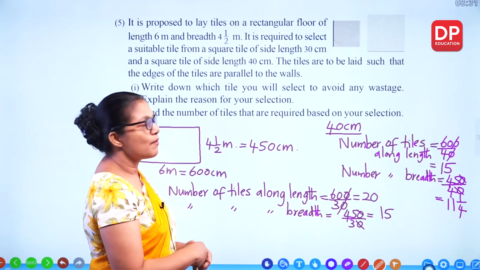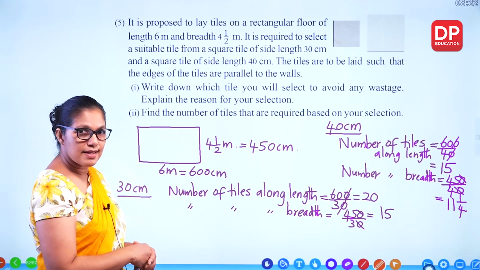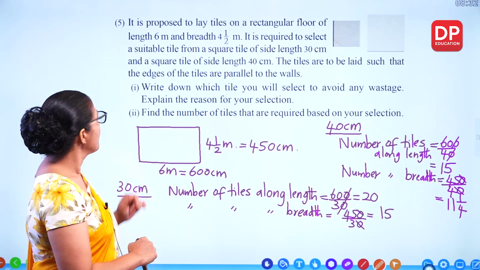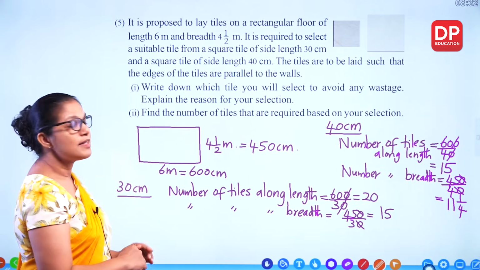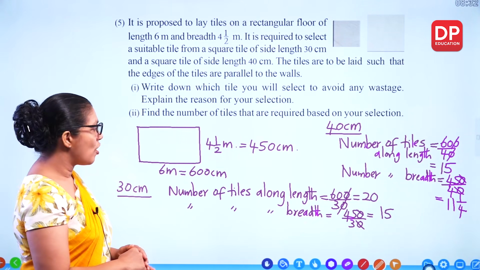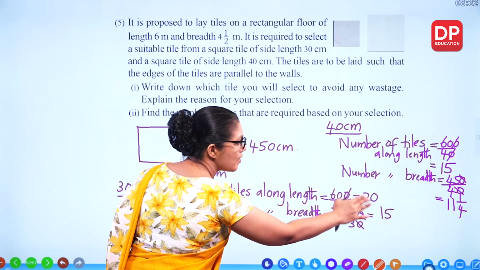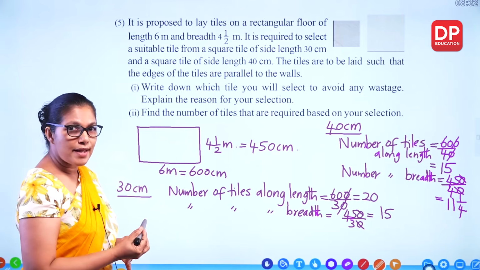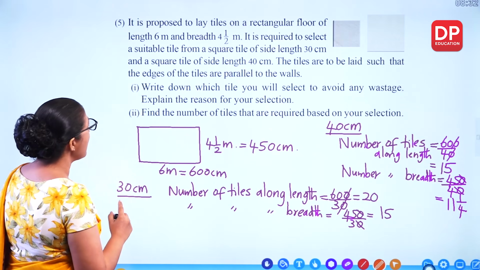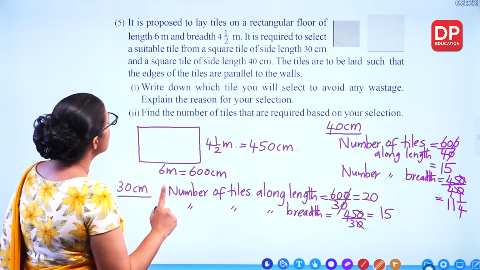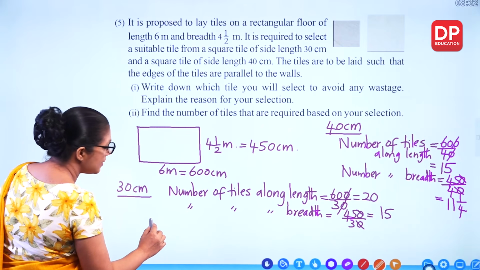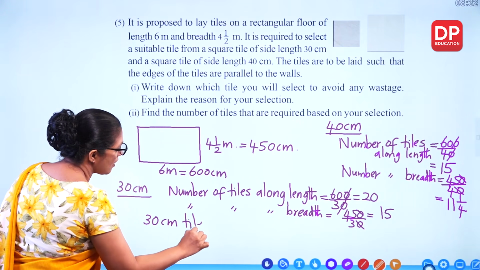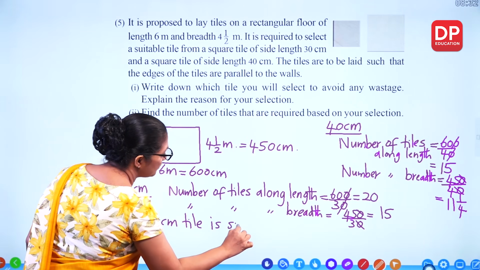So what do you think when you are selecting tiles? Which tile is suitable? We can select 30 centimeter tile is suitable because no wastage is there. So exactly fits along the length and the breadth. So you can say 30 centimeter tile is suitable.